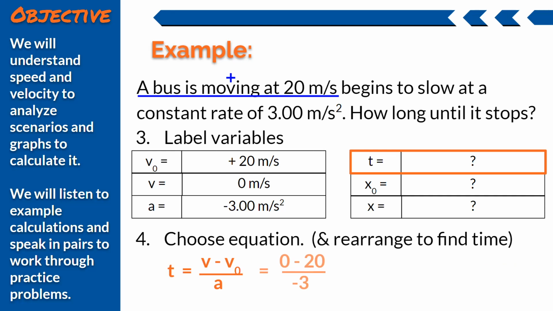When I substitute in, it looks like this: 0 minus 20 over negative 3, which is just negative 20 over negative 3, which equals 6.66666. It goes on forever, but I'm going to round that to 6.67 seconds. Are there any questions about this example? Okay. So again, be able to do things like this.